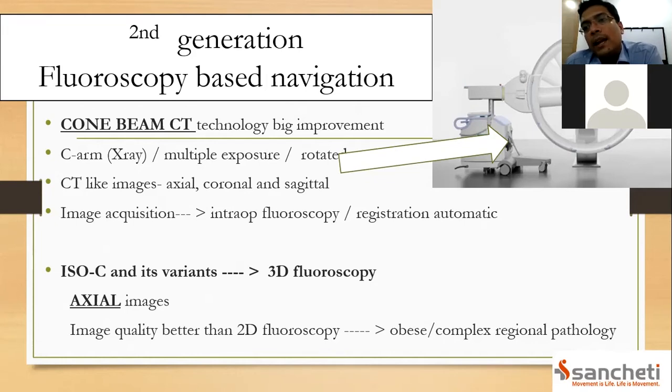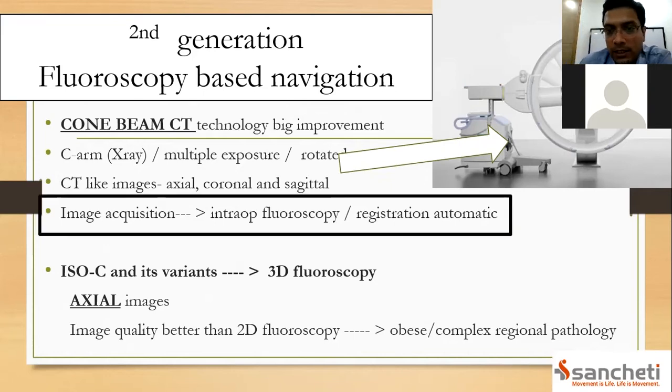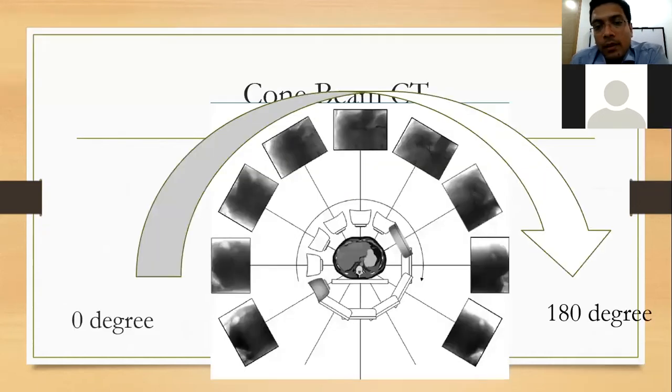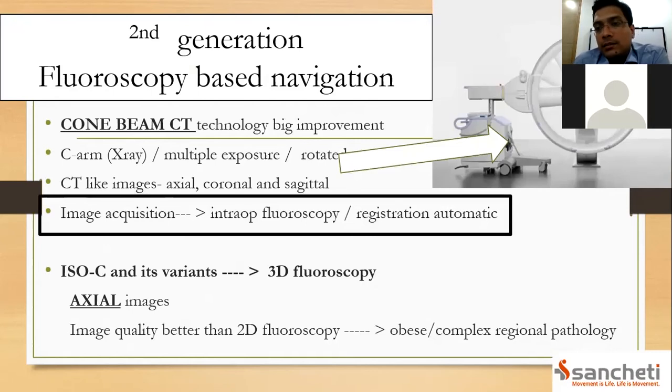So it was not only the AP and lateral or the coronal and the sagittal planes that you would see, but you would get additional axial plane imaging. The image acquisition was again intraop, like the previous second generation fluoroscopy based. Registration was automatic, so you didn't have to physically match 8 to 10 points, because since the scan was done inside the OR, there was no change. The patient was in prone during the scan, and you're operating again in a prone position. So automatic registration was fine, and you would get axial images. So it gave a 3-dimensional image technology.